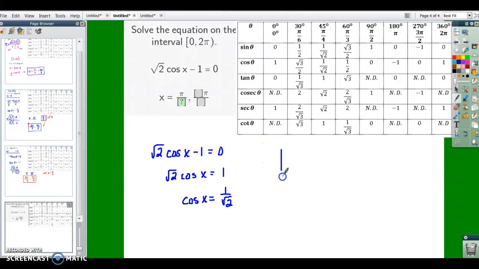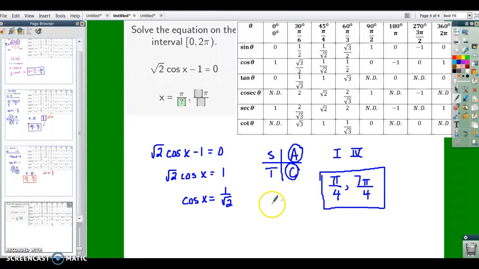Okay, so I'm positive, which means I'm going to be in the first and the fourth quadrant. So I have an answer in 1 and an answer in 4. If I go to my sheet, go to cosine, go to 1 over root 2, that's pi over 4. So I know that pi over 4 is one of my answers. And then again in the fourth quadrant, I'm 1 less than twice my denominator. So I'm at 7 pi over 4.